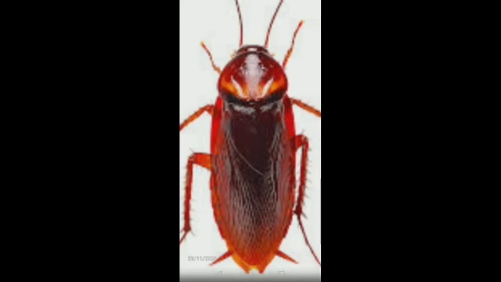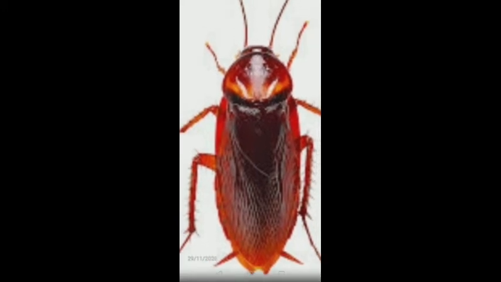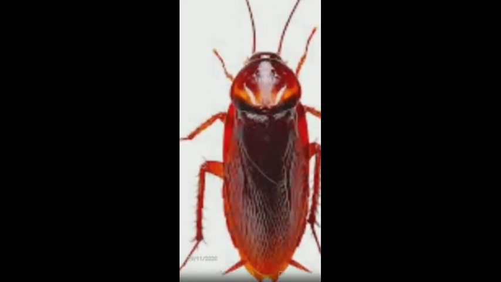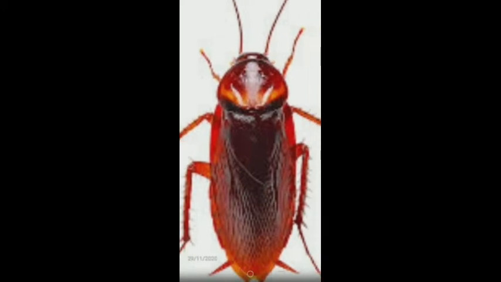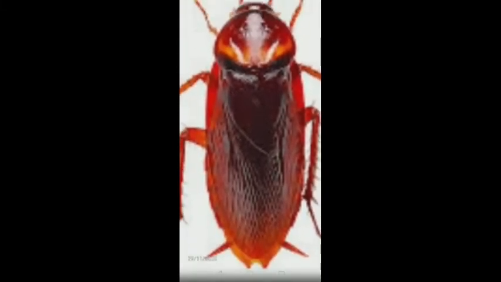The cockroach is compressed dorsoventrally and bilaterally symmetrical. Dorsoventral means there is a dorsal side and a ventral side, and bilaterally symmetrical means both lateral sides are somewhat symmetrical in shape. It is segmented, and it is divisible into three distinct regions: head, thorax and abdomen.